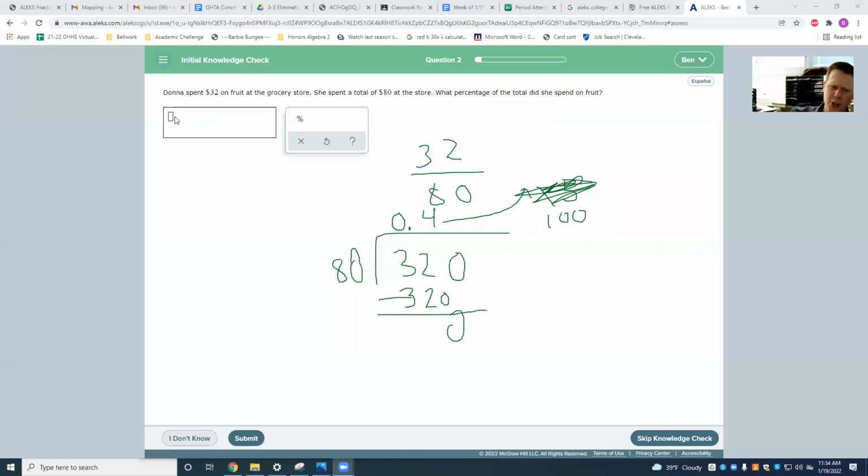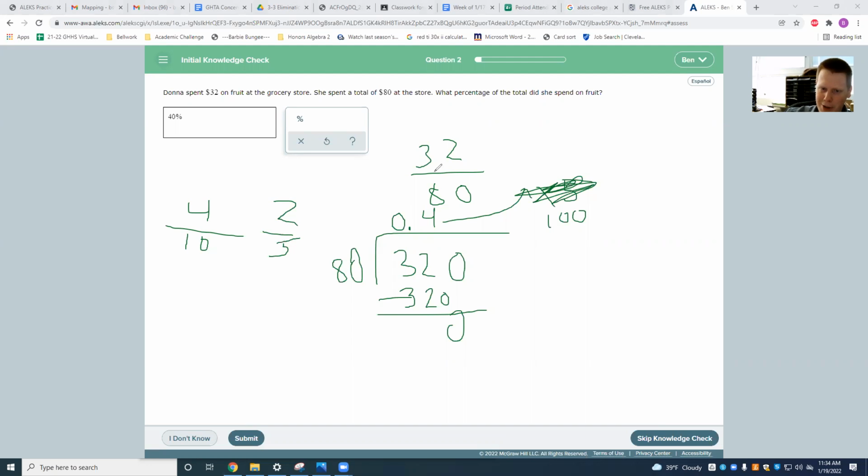Another way you could do this question, and actually maybe I made this more complicated than it needs to be, you could also simplify this fraction. For example, 32 and 80 are both divisible by 8. So 32 divided by 8 is 4, 80 divided by 8 is 10, and then you could also divide this by 2, so that would be 2 over 5.